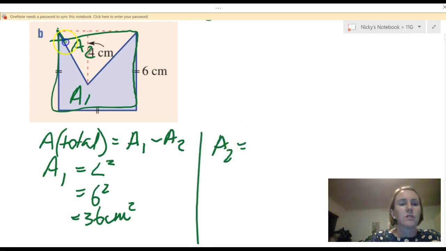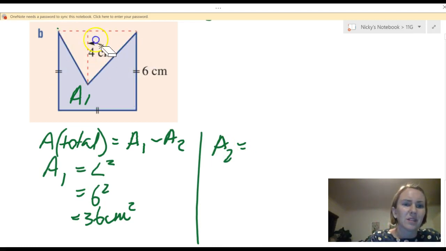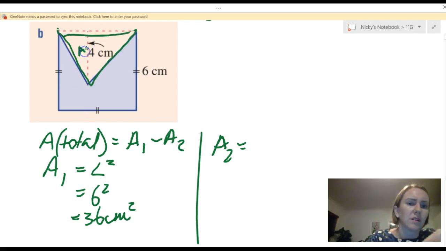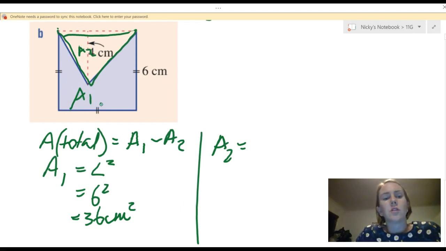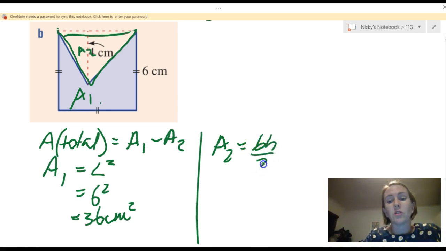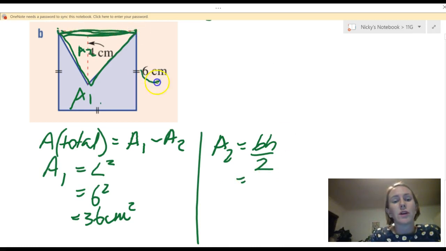And area 2 is just this little triangle. Okay, sorry, my pen is just making a gravy mess. Let's do that instead. That's area 2, that's area 1. Okay, so area 2 is our formula for a triangle. So that is BH over 2. In this case, the base is this one here, and we know because it's a square, all the sides are the same length. So that is 6.